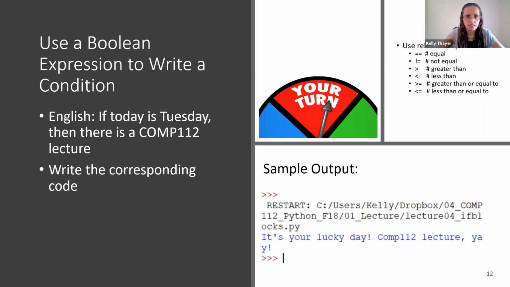All right, let's take a moment to practice with the Boolean. Use a Boolean expression to write a condition. Here is some expression written in plain English: if today is Tuesday, then there's a Comp 112 lecture. What would the corresponding code look like? Here is a sample output that we would like to get from writing this. And here are the relational operators. If you want to give yourself a real challenge, you could even put it in a function. All right, go ahead and pause, and we will be back with you momentarily.